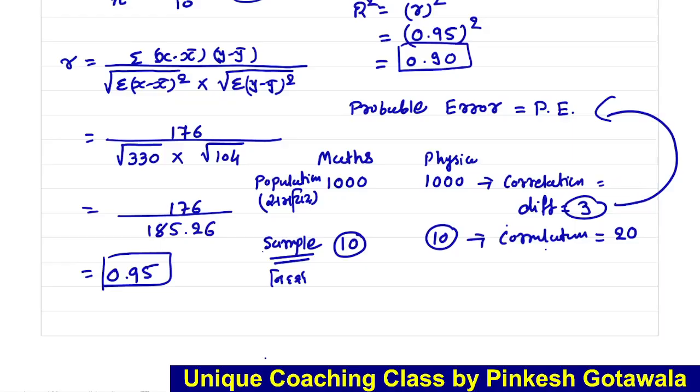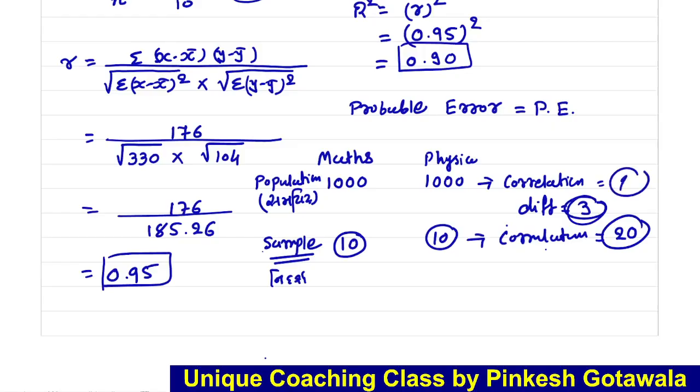Suppose the population correlation comes out 17. In that case, what is the difference between 17 and 20? It is 3. That is the probable error. Clear? Here we ignore minus and plus, and we just want to know the difference between the two. Between 17 and 20 the difference is 3, and if it is 23, in the same case the difference is again 3.